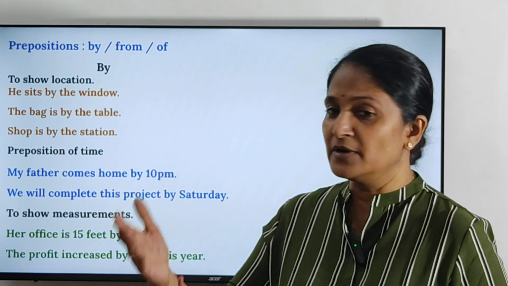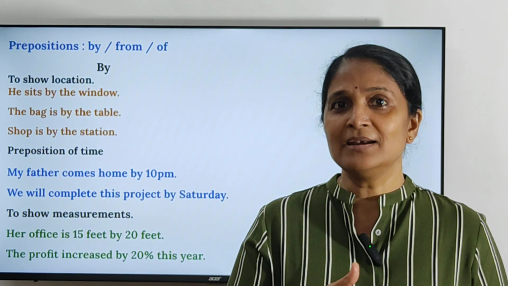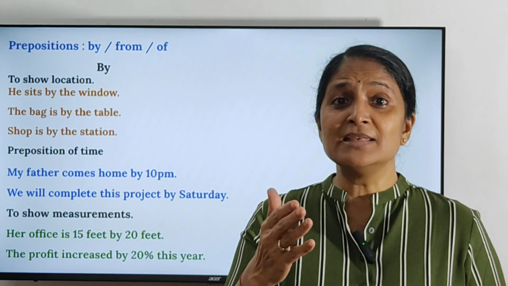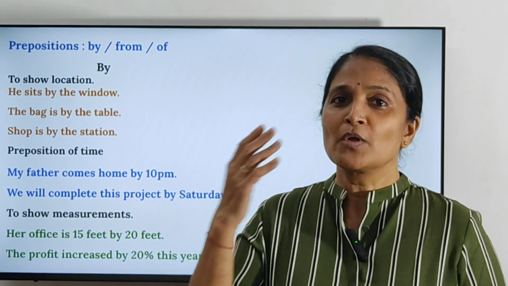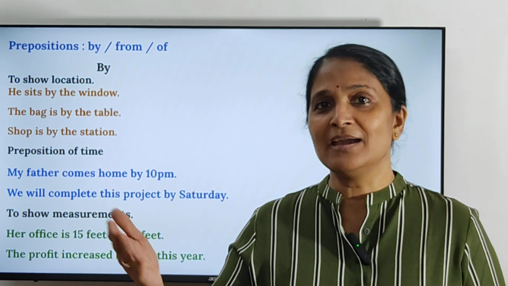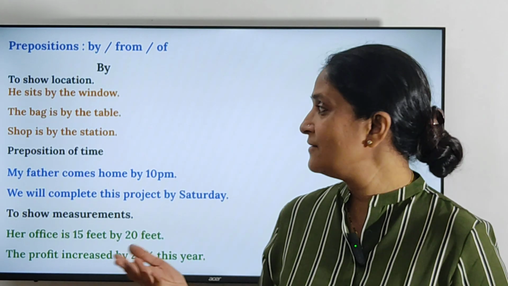He sits by the window. Here the meaning of by is near or beside, right? The meaning is nazdik, right? Near or by. He sits by the window. वो खिड़की के बाजू में बैठता है. He sits beside, he sits near, he sits by the window.